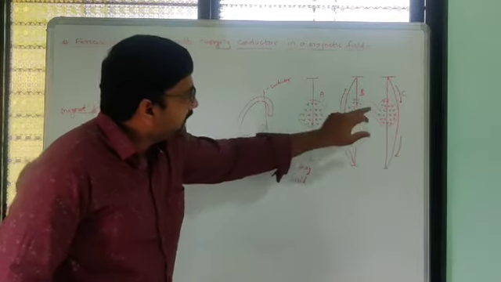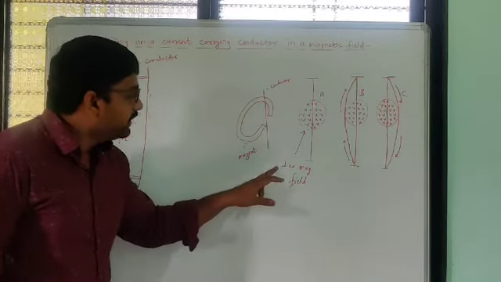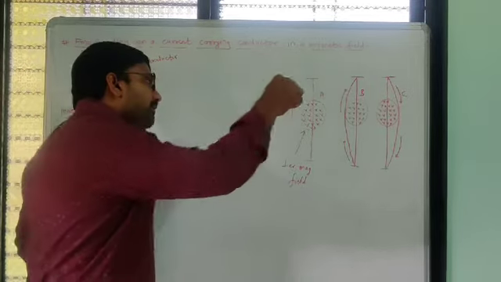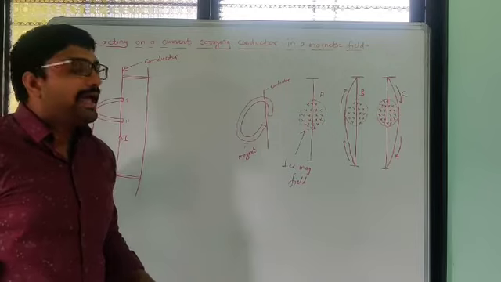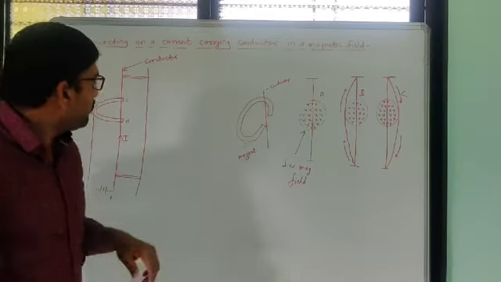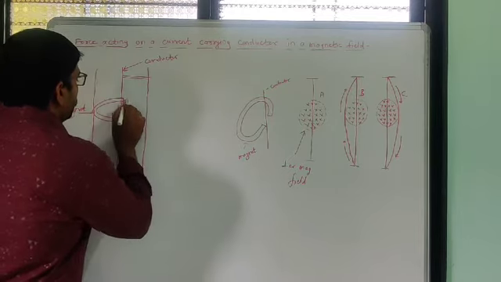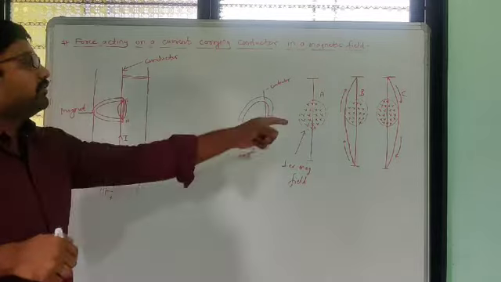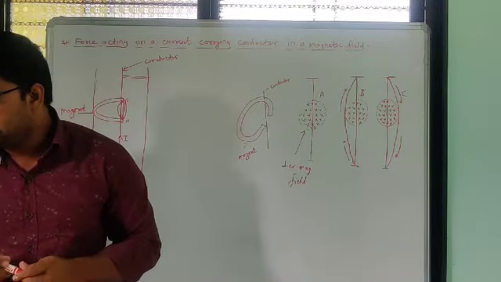In three cases we show the magnetic field acting on a conductor in a perpendicular magnetic field, meaning it is perpendicular to the plane of this board. It acts in a perpendicular direction because the magnetic lines of force go from north to south, which is perpendicular to this plane. So that thing also we have to remember.